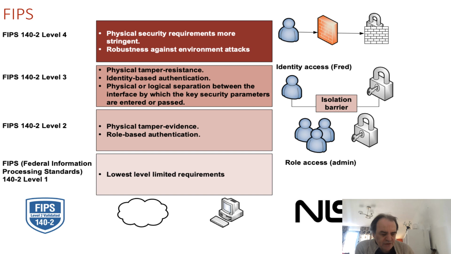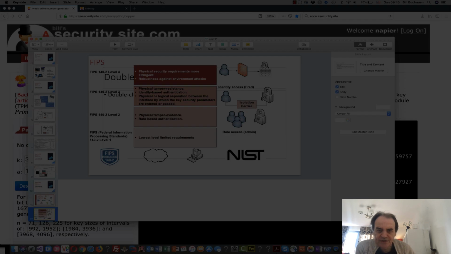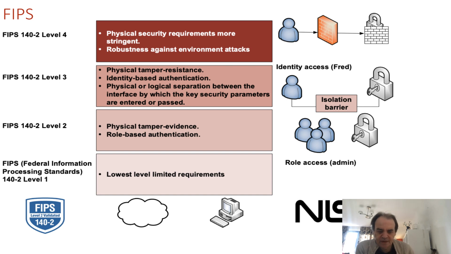So within our organizations, we typically define a FIPS level. In the FIPS level, as we go up, we start to create isolation barriers between our identity infrastructure and our back-end security. So if we go right up to FIPS level 4, we have physical security methods and also robustness against environmental attacks, such as power supply failures.